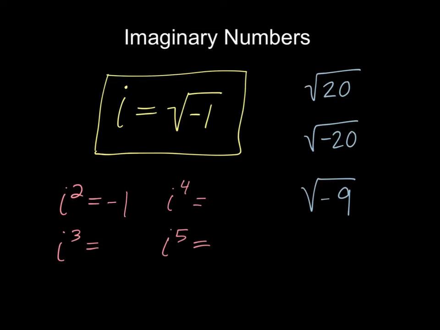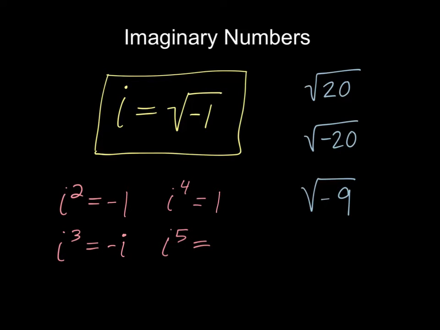i to the third: two of those i's make a -1, and then the other i is just left over and becomes -i. i to the fourth: take two i's to make a -1, the other two i's make a -1, multiply those together and you get +1. And then the pattern repeats.